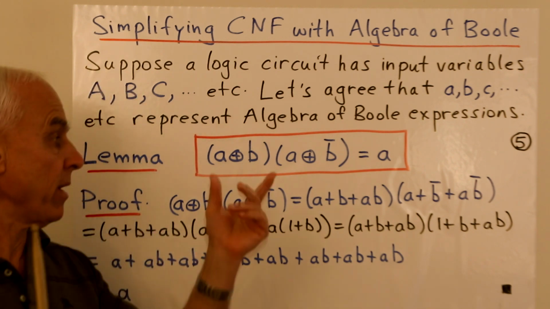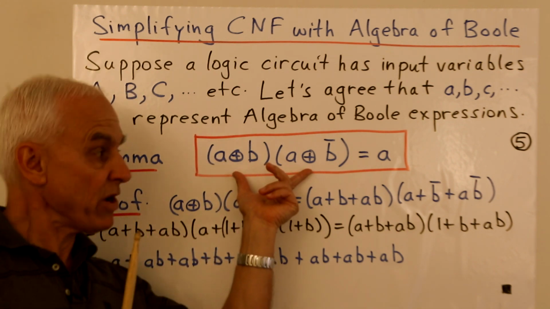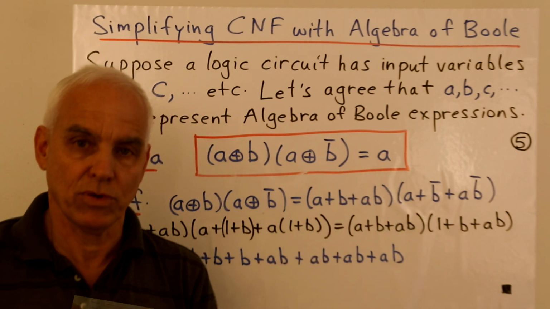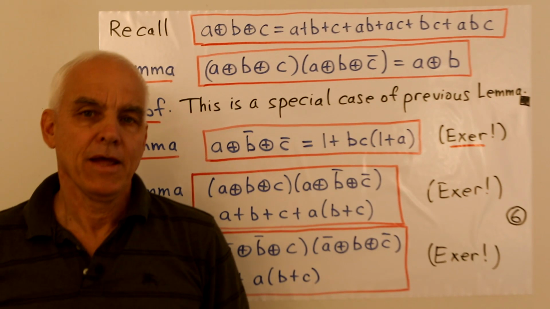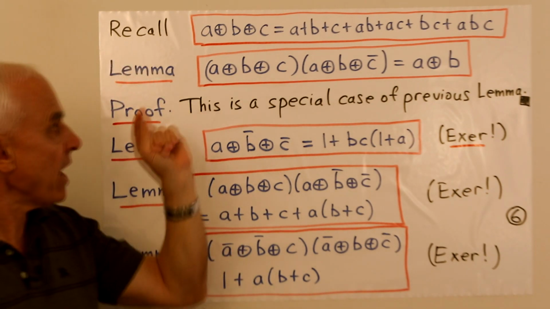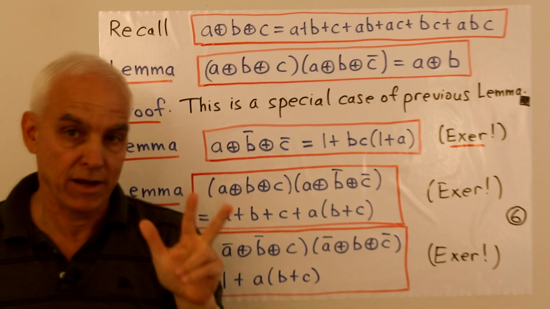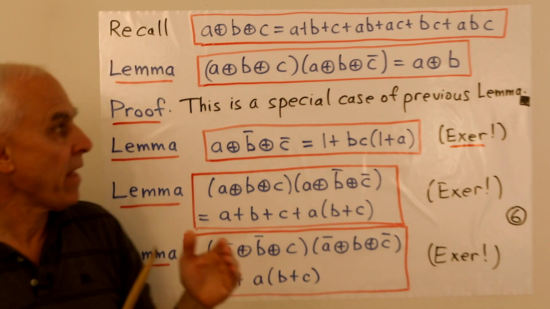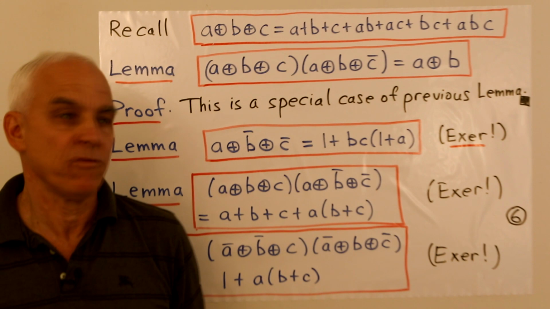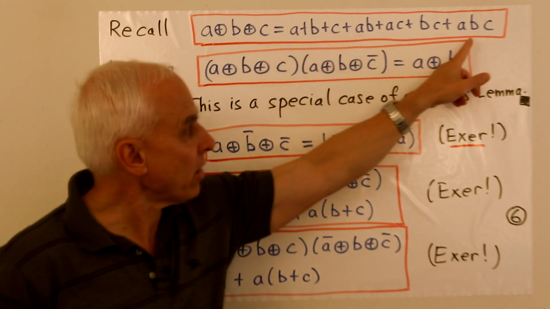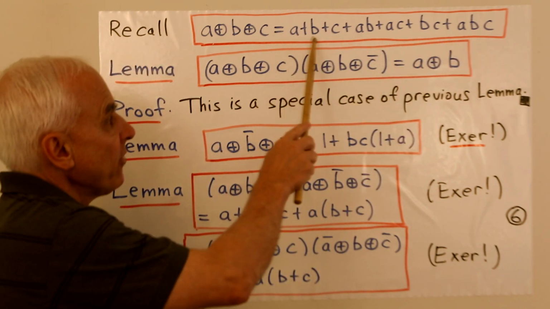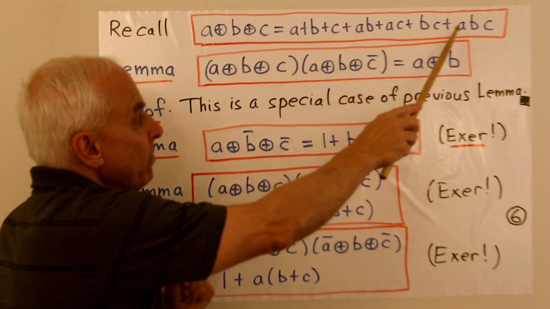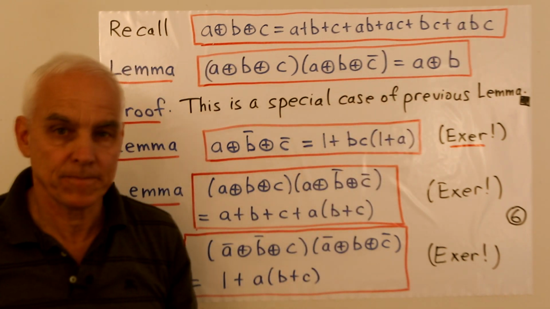So purely in the algebra of Boole framework, we've been able to verify this little identity, allowing us to go from a Boolean algebra expression to a, in this case, simpler algebra of Boole expression. Now recall that if we have a circle sum of three things, A or B or C, and we convert that to the algebra of Boole, we get this rather longer expression. We get A plus B plus C plus AB plus AC plus BC plus ABC.